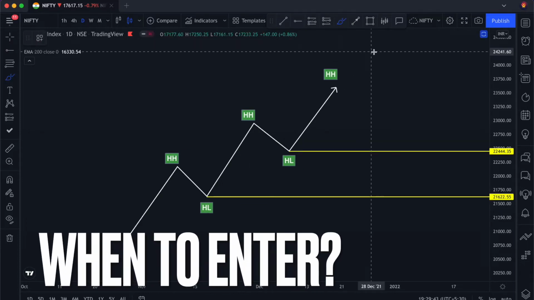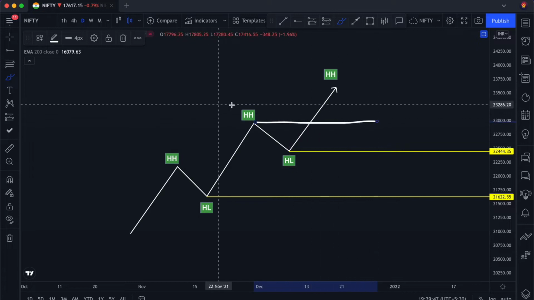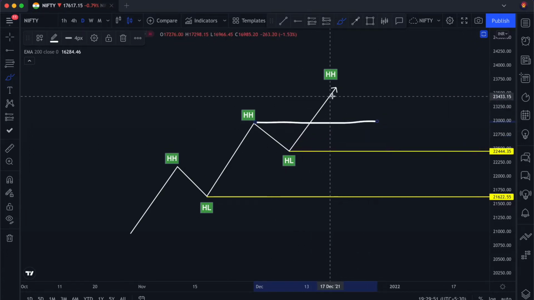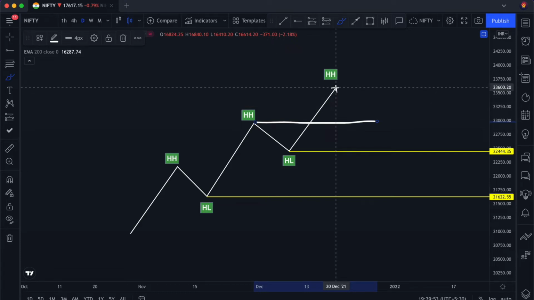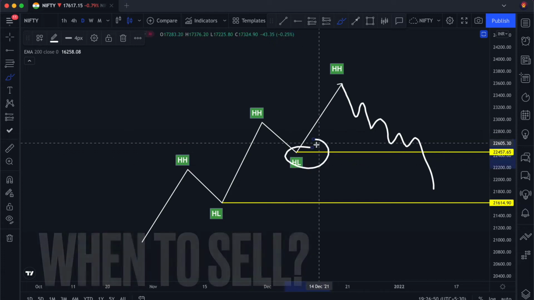In case of buying opportunities, you will be looking to buy when the stock retraces either to the higher high level or to the previous higher low level. You will be looking for buying opportunities in that case. When the price starts to break below this first higher low level, this is an early indication of a downtrend.